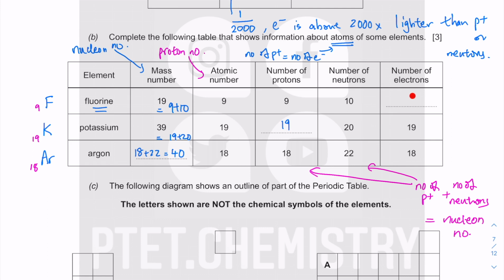Number of electrons must be equal to number of protons for this atom to have no overall charge. I have 9 protons because atomic number or proton number tells me the number of protons in the nucleus of an atom, and I must have an equal number of electrons for the charge of the protons to cancel out by the negative charge of the electrons. Alright.